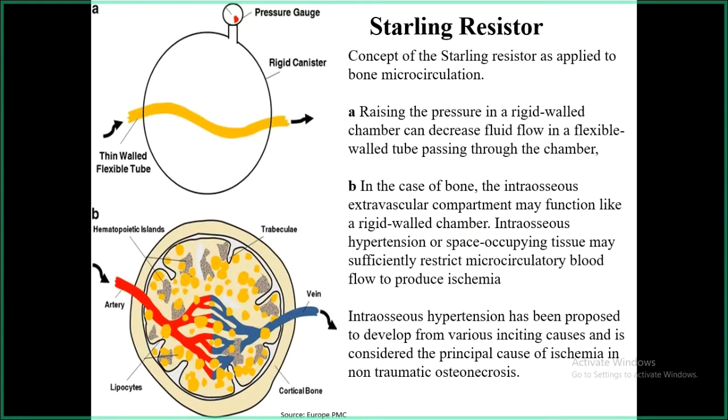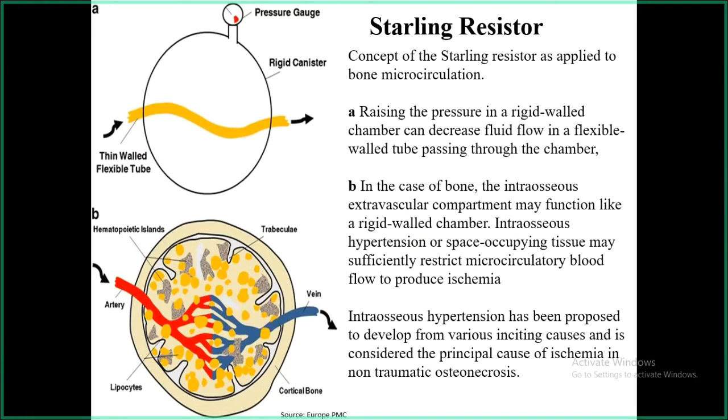In osteonecrosis of the femur, there are multiple hypotheses. The first is the Starling resistor, which is described with the rigid canister, which was shown in this concept, and the thin-walled flexible tube which is compressed in this rigid canister. So raising the pressure in a rigid wall chamber can decrease the fluid flow in a flexible wall tube which is passing through the chamber.